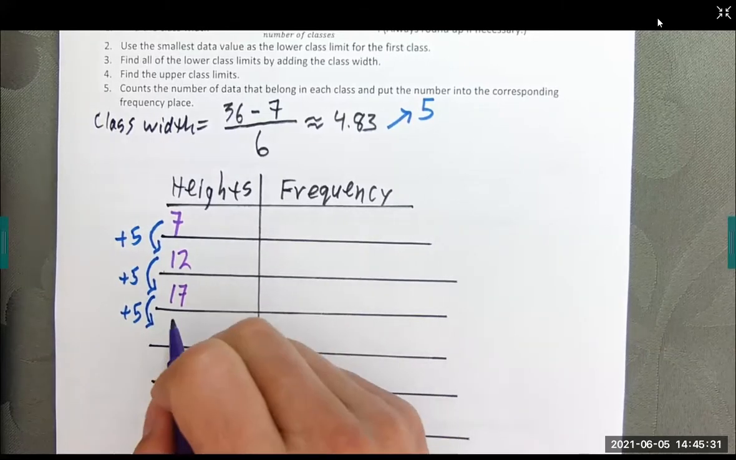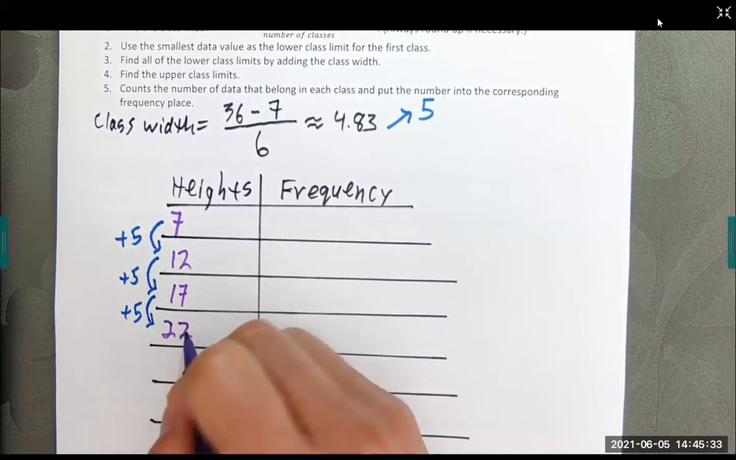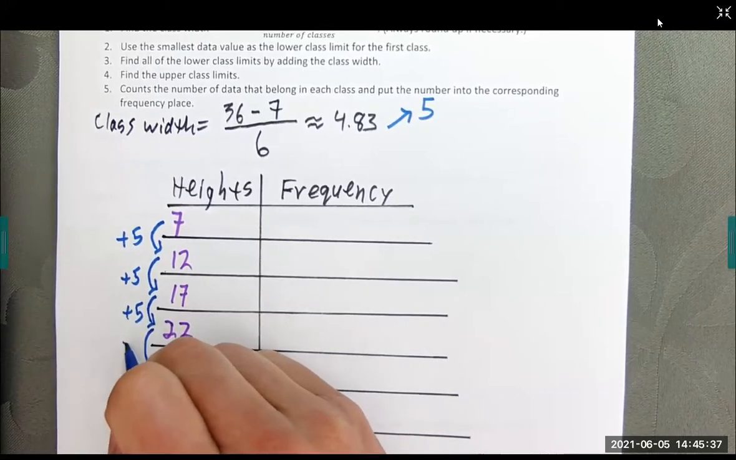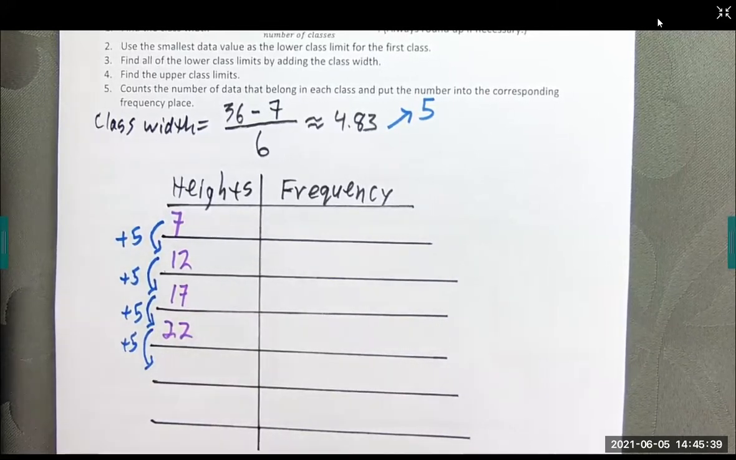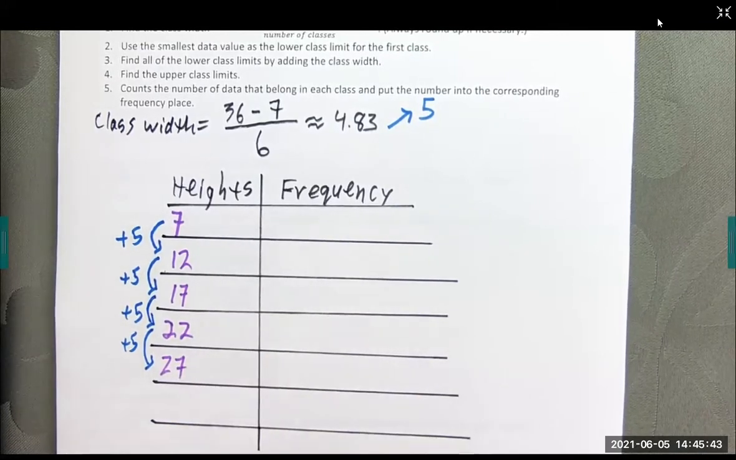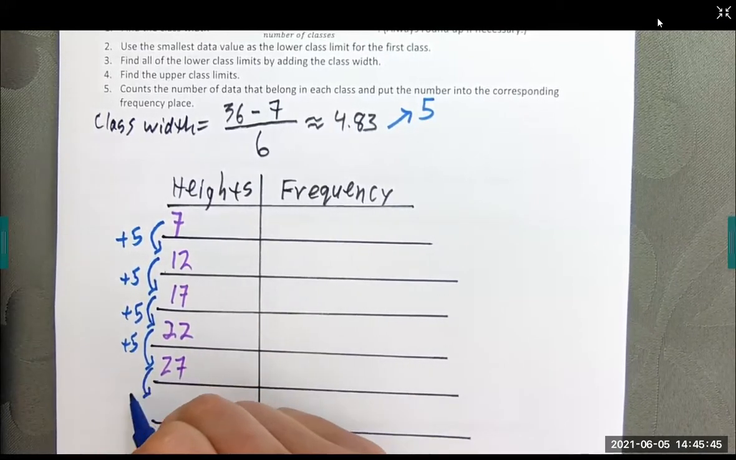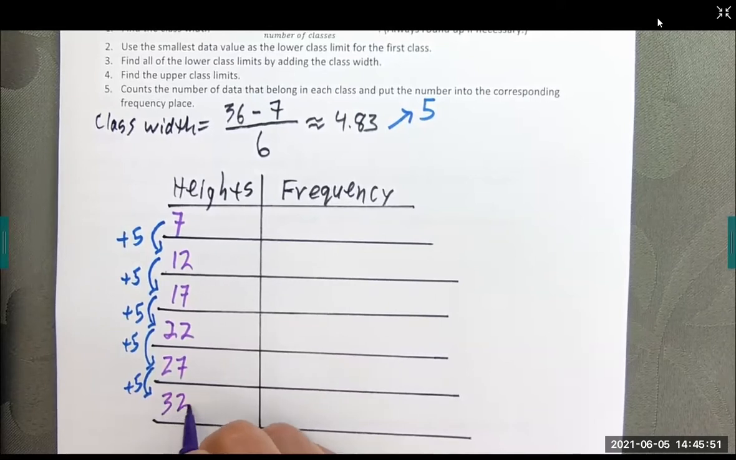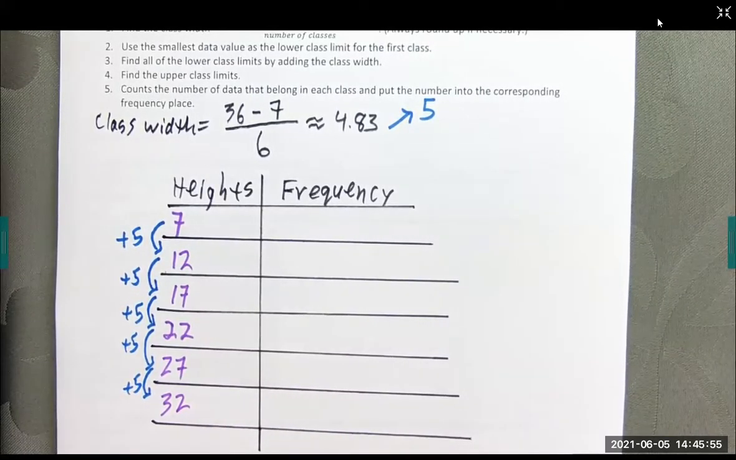Seventeen plus 5 is 22. 22 plus 5 is 27. 27 plus 5 is 32. All right. So we have our lower class boundaries. And we're going to find the upper class limits.